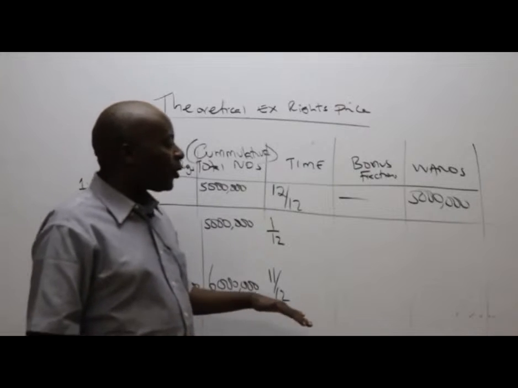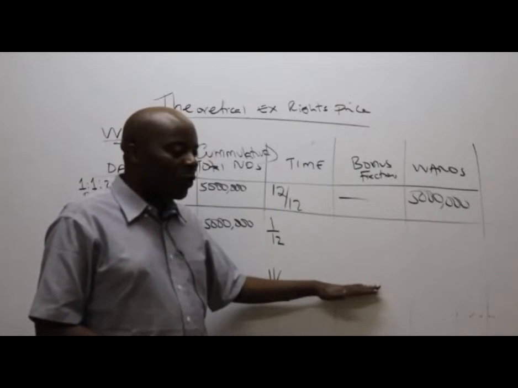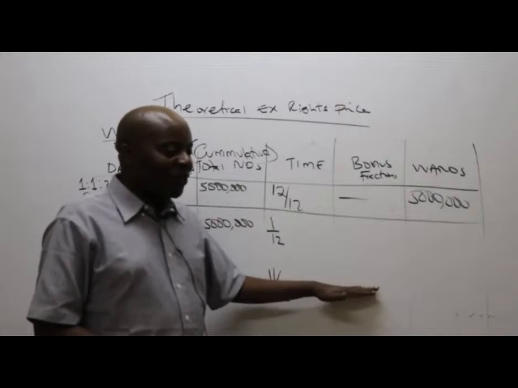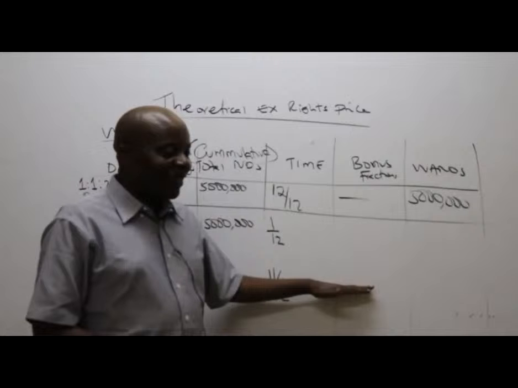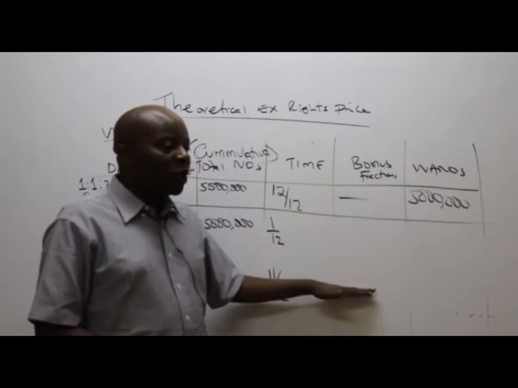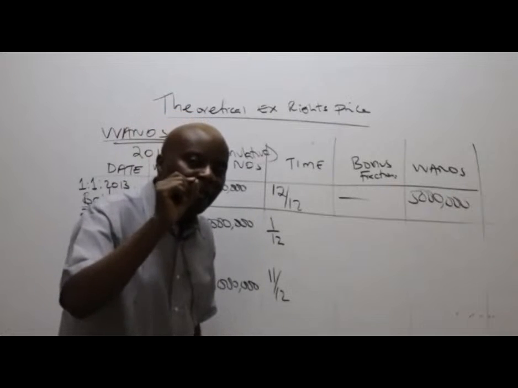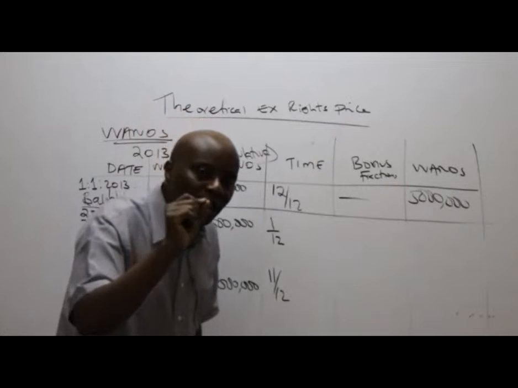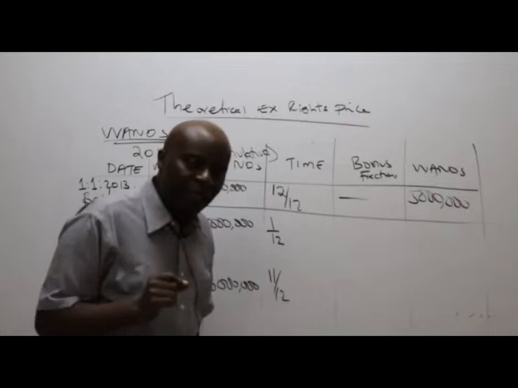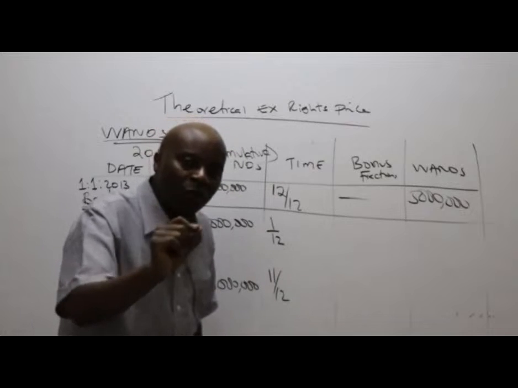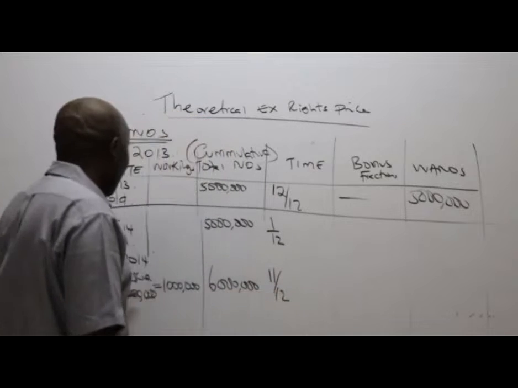So this 11 over 10, where do we put it? Do we put it here immediately for the rights? Thank you very much. Ladies and gentlemen, this bonus fraction does not apply to the transaction that gave birth to it. This 11 over 10 was given birth by the rights issue.